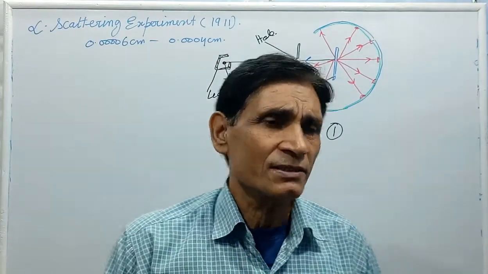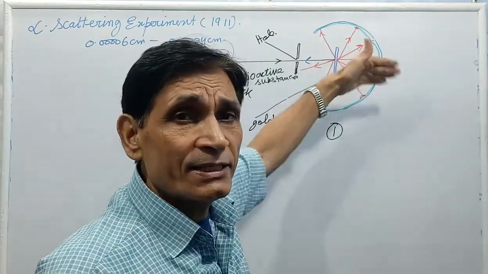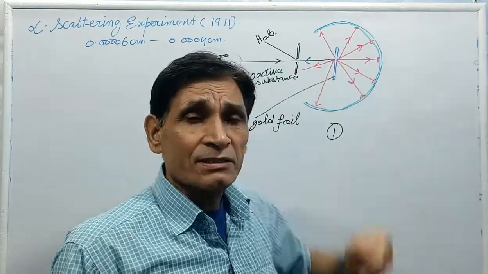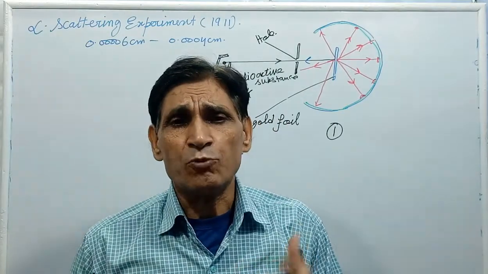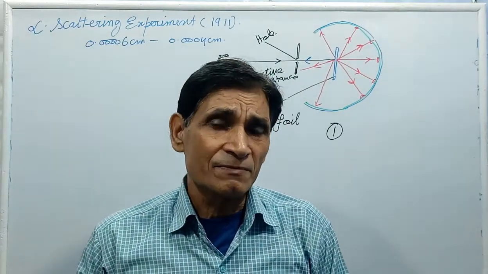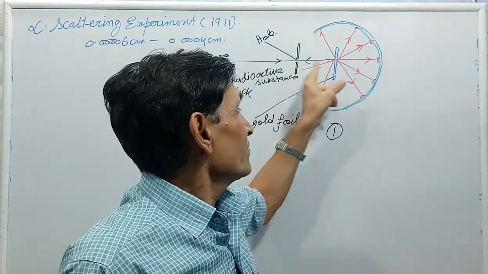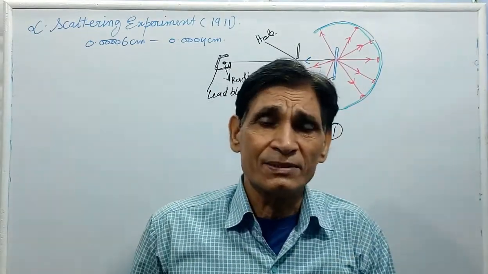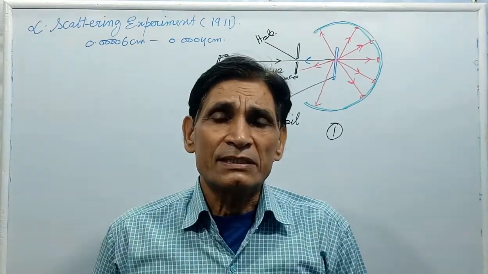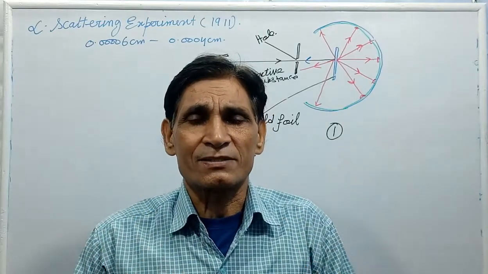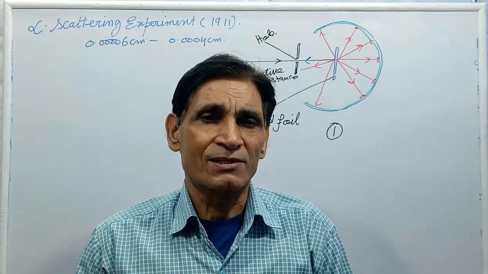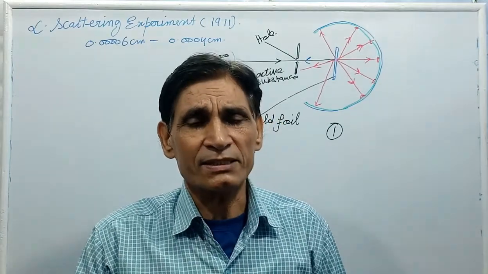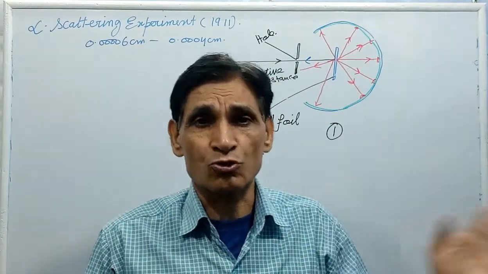Second, he concluded that very few alpha particles deflected from their path and diverged. It proves that in the central part of an atom there is positive charge. And some alpha particles deflected back, some scattered at an angle of 180 degrees. It means in the central part of an atom there is a heavy, dense part. Alpha particles could not penetrate, and they deflected back in the same direction towards the source.